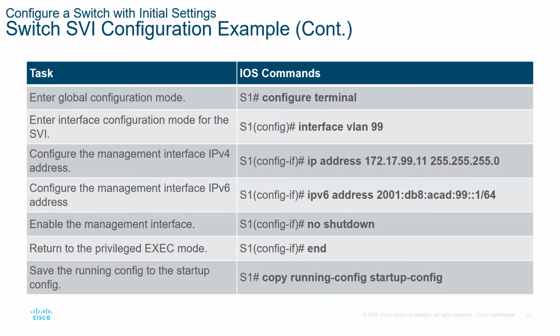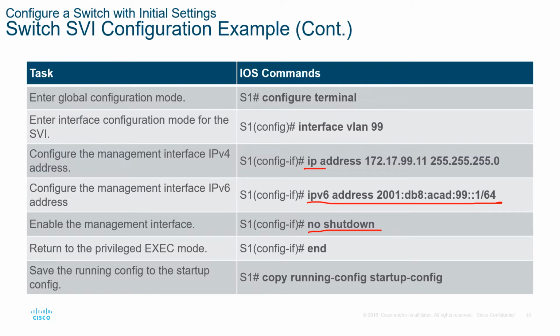So you type interface VLAN 99. You do it in the global configuration mode. And then this is where you set up the IP address, and then the IP address you are to set, and then the subnet mask. You may also set an IPv6 address on the SVI, and you have the syntax here. And then you activate the SVI by typing the no shutdown command.